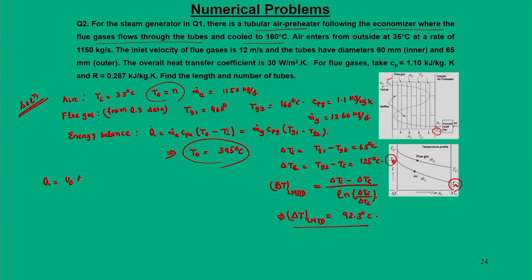So, we know LMTD, then we can link this Q with U0 A0 delta T LMTD. That is equal to, using one of the equations, 1260 into 1.1 Cpg, then the temperature difference is 460 minus 160. Now, from these equations we also have U0, inner and outer diameter are given, and overall heat transfer coefficient is 30.